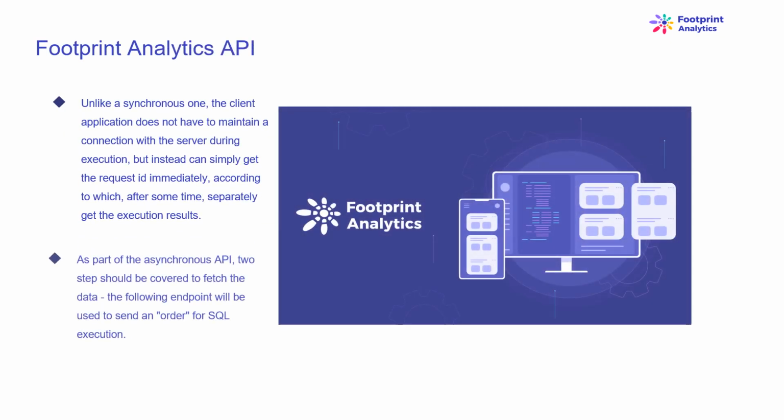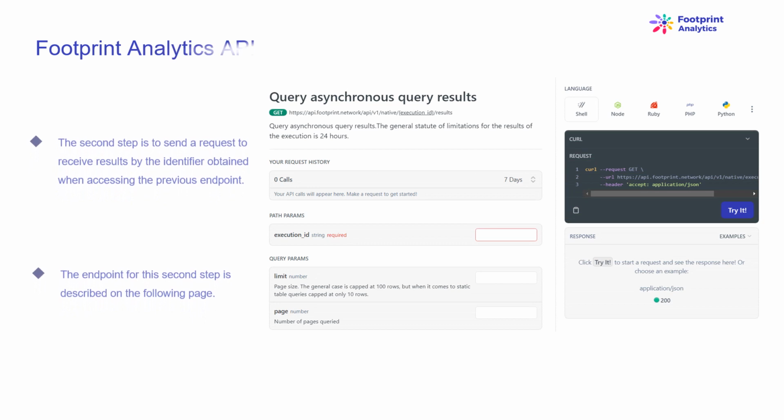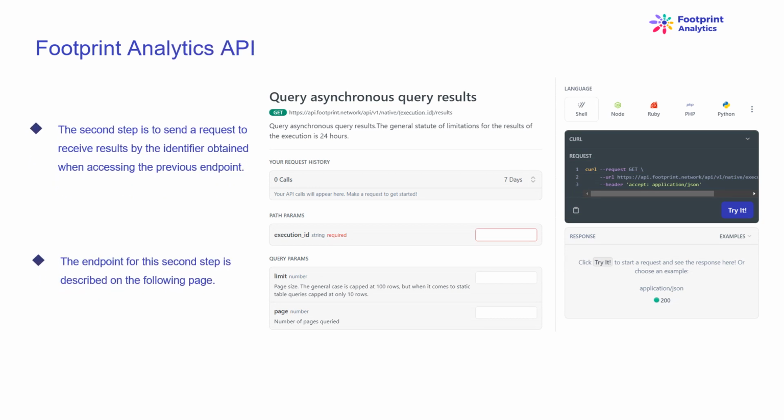Unlike a synchronous one, the client application does not have to maintain a connection with the server during execution, but instead can simply get the request immediately, according to which, after some time, separately get the execution results. As part of the asynchronous API, two steps should be covered to fetch the data. The following endpoint will be used to send an order for SQL execution. The second step is to send a request to receive results by the identifier obtained when accessing the previous endpoint. The endpoint for this second step is described on this page.